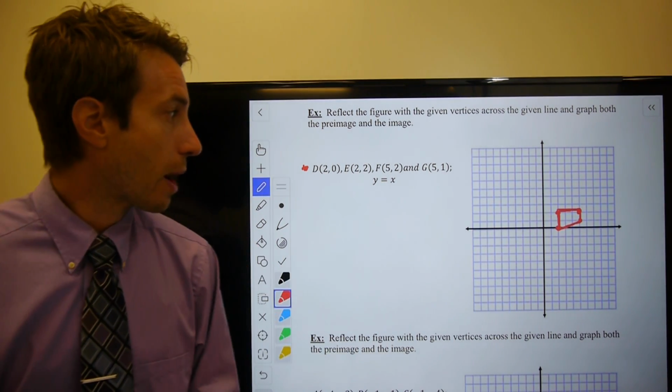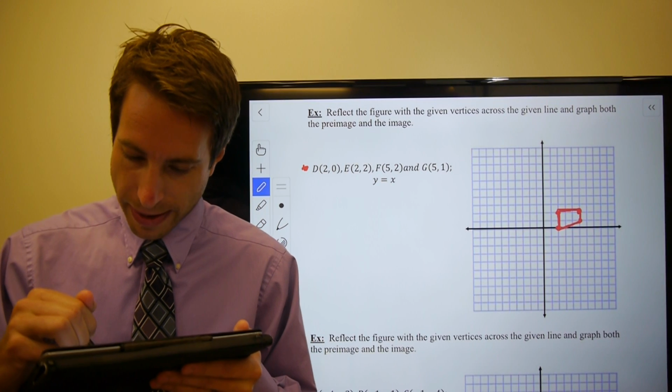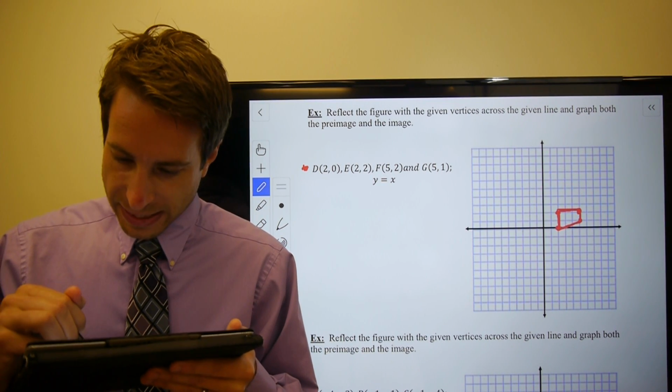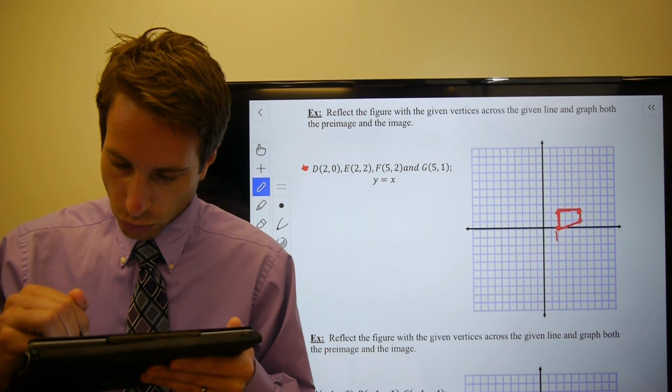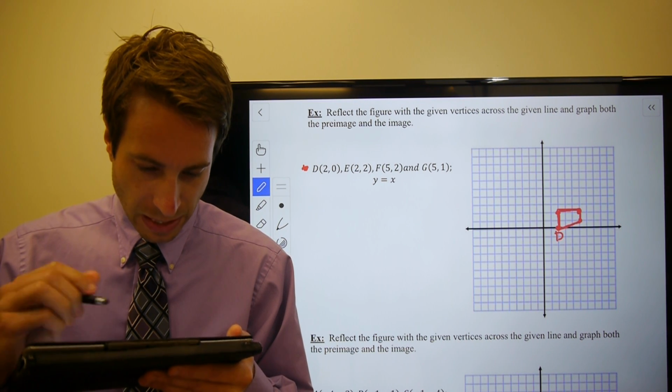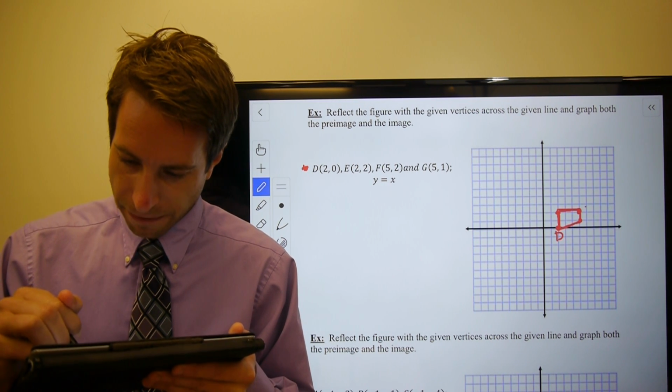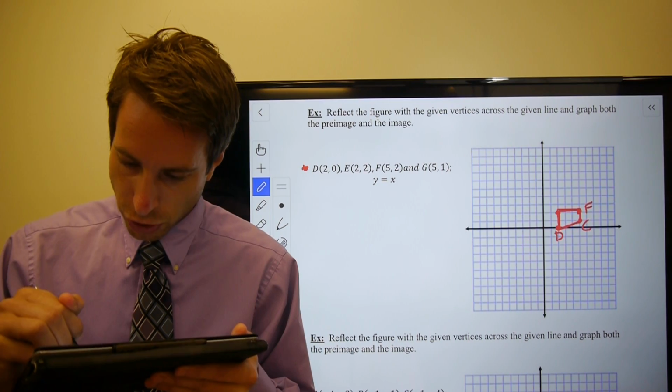All right. So what we wind up with is something that looks like that guy right there. Again, that's going to be D. That was E. F. And this point was G.